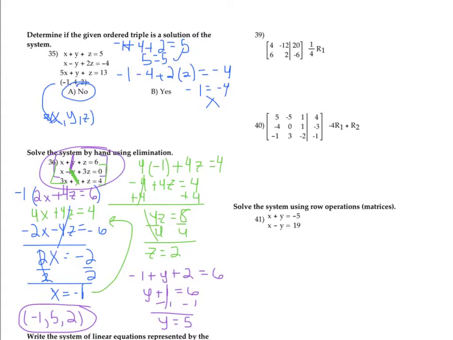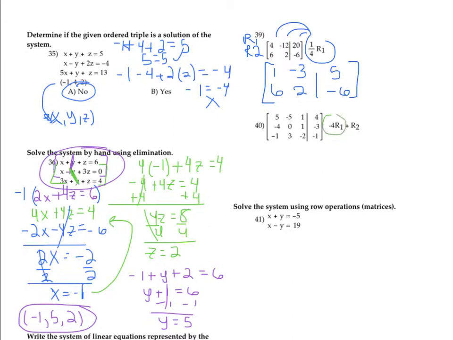Now, this is telling us to do 1/4 times row 1. Well, remember, these are our rows, so we're not doing anything to row 2, so it gets to stay the same. But we're timesing everything in this first row by a 1/4. So 4 times 1/4 gives you 1. -12 times 1/4 gives you -3. 20 times 1/4 gives you 5. Bada bing, bada boom. Done.